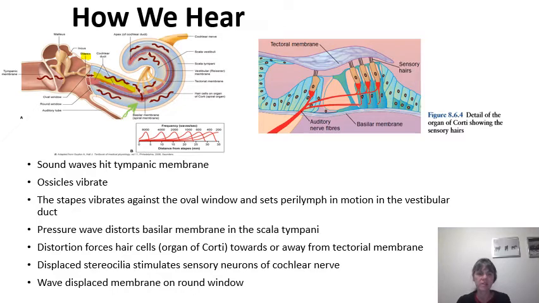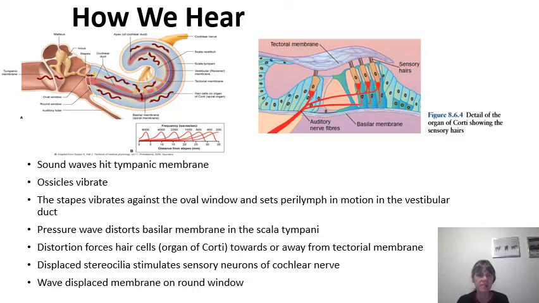So if we were looking at this from the very beginning, we'd look at sound waves coming in to the external acoustic meatus, vibrating against the tympanic membrane, having those vibrations amplified by the malleus, incus, and stapes. The stapes then vibrates against the oval window, which causes the perilymph in the scala vestibuli to vibrate, displacing the basilar membrane, which is associated with the scala tympani.